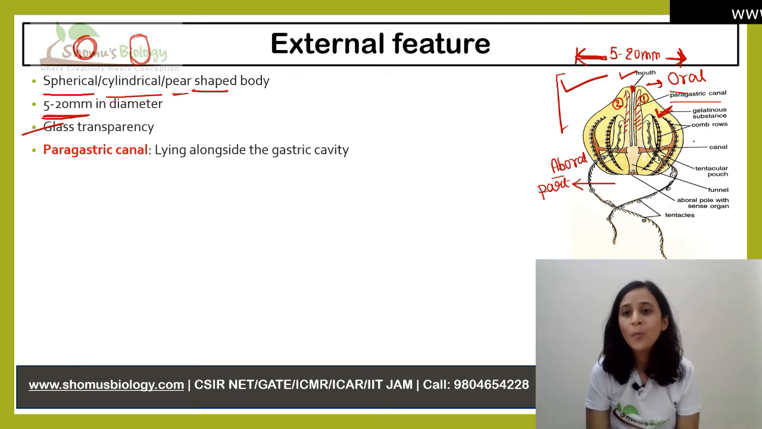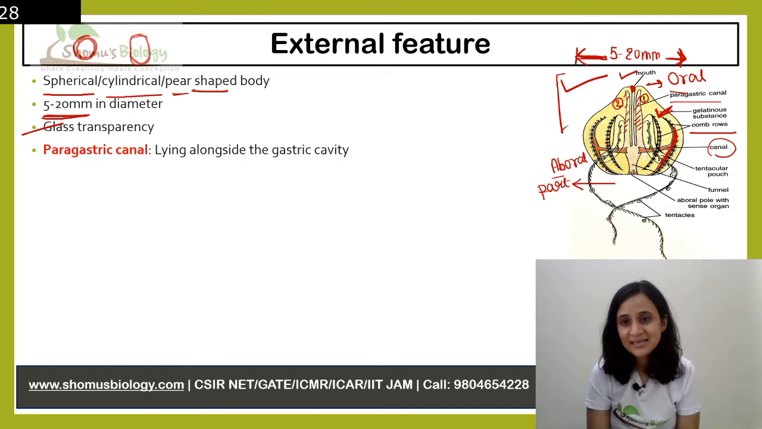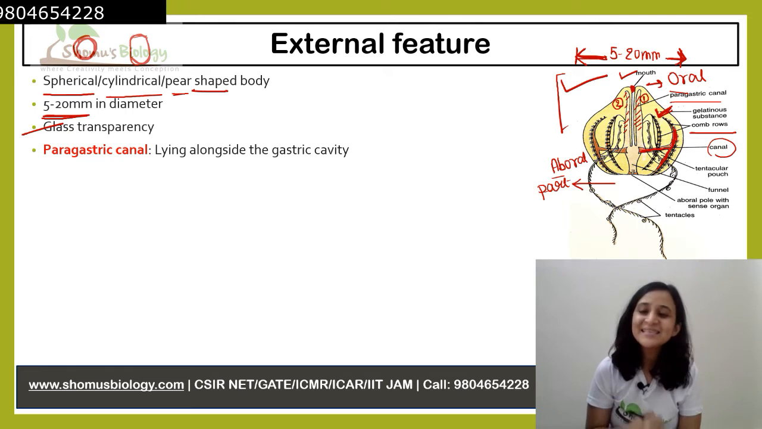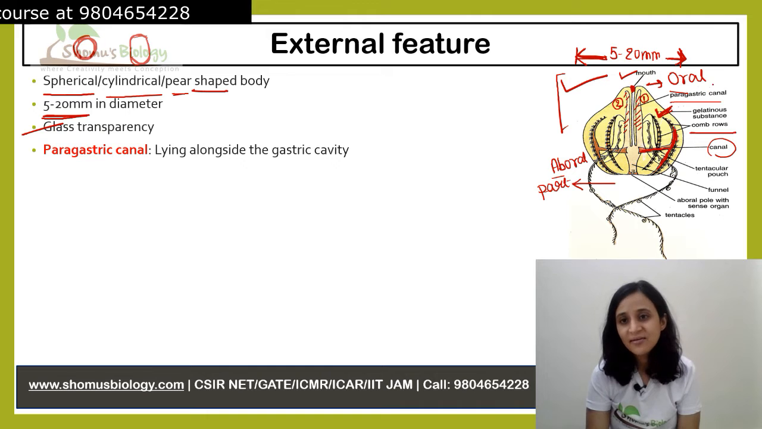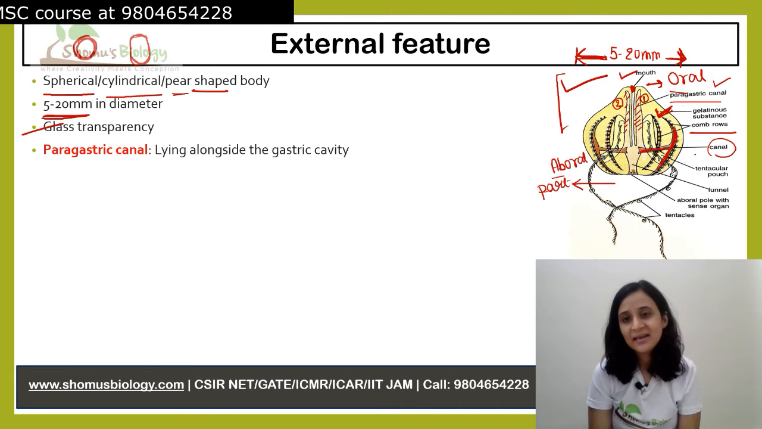And they have the comb rows. Here we can see these are comb rows or comb plates. These plates are used for locomotion. And then they have a canal, this canal. Their body consists of a number of canals. First we have seen the paragastric canal, and second, one more canal is present here.